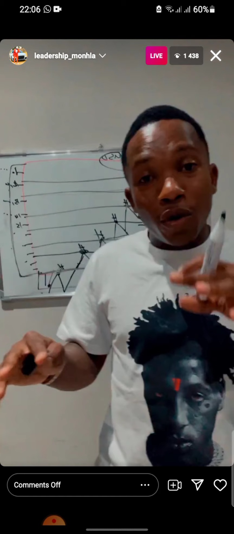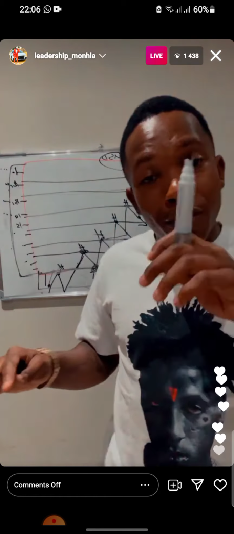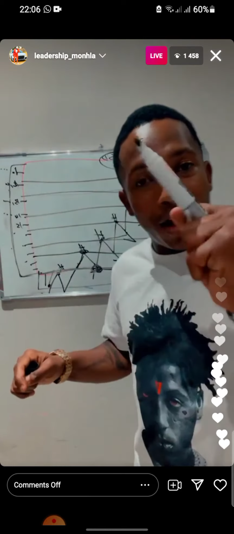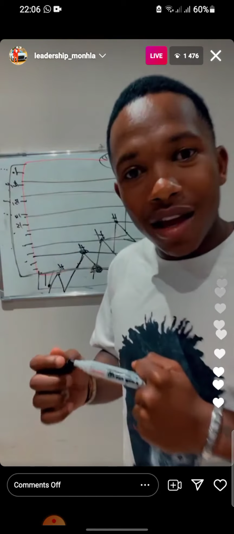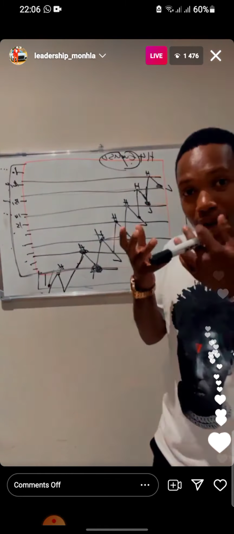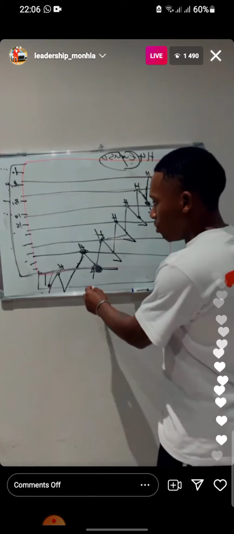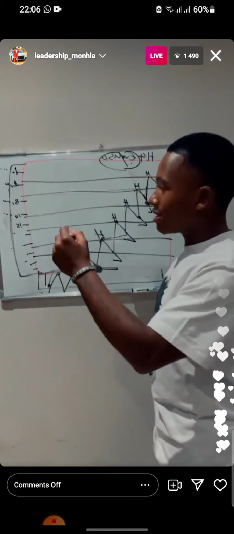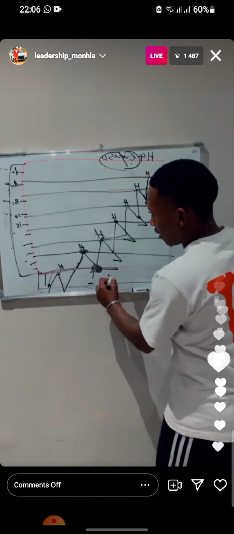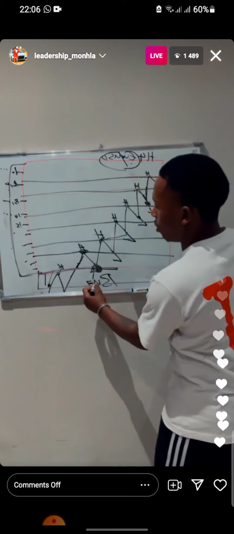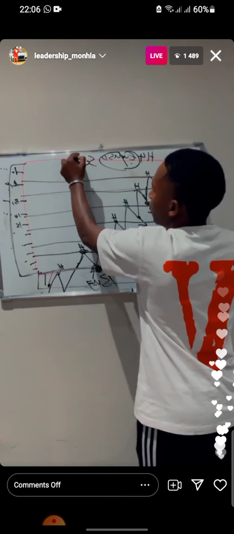If you have got a house and your house is depreciating, you have to sell it. If it's gaining value, then you have to keep it. So we buy low and sell high. So we buy right here. Buy low and sell high.